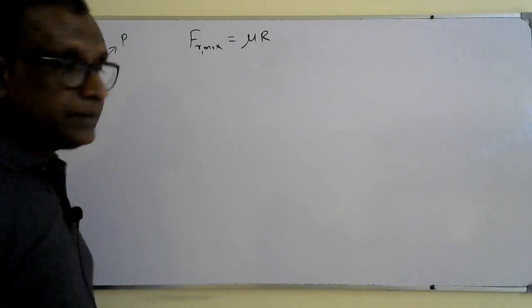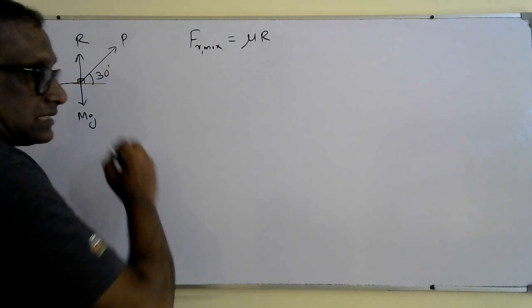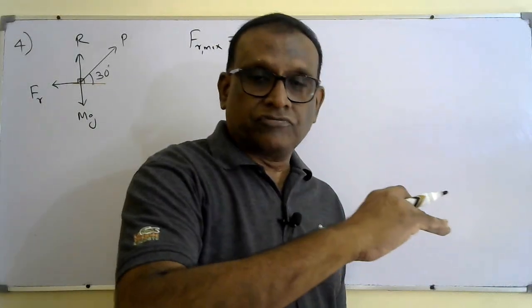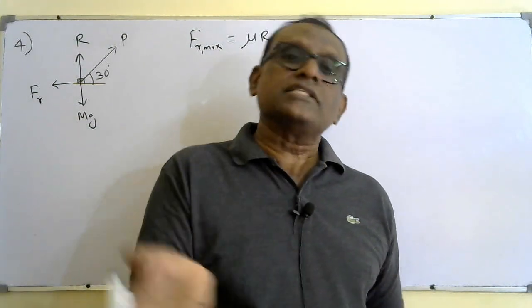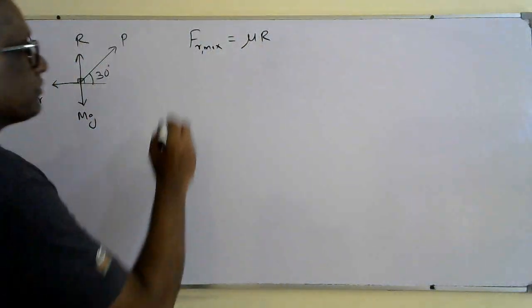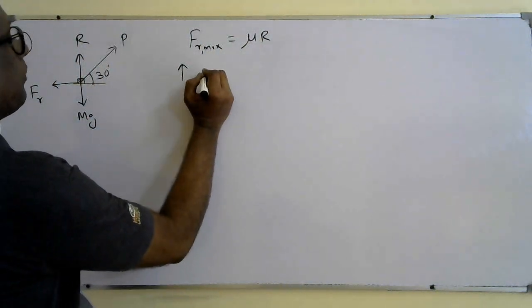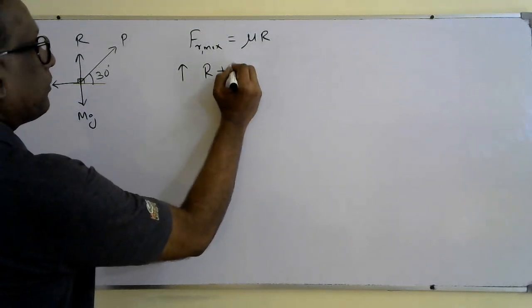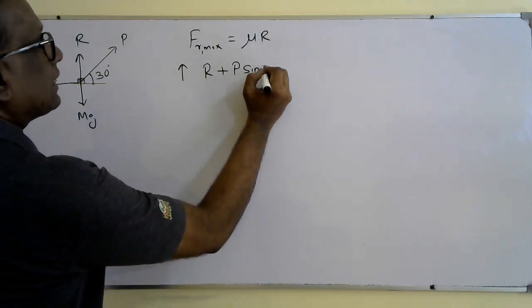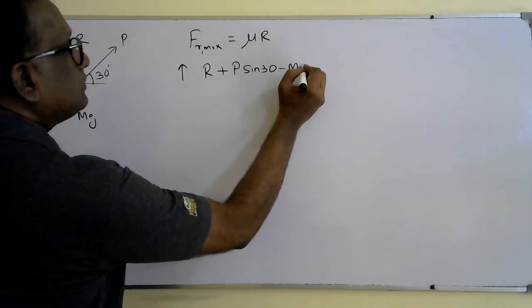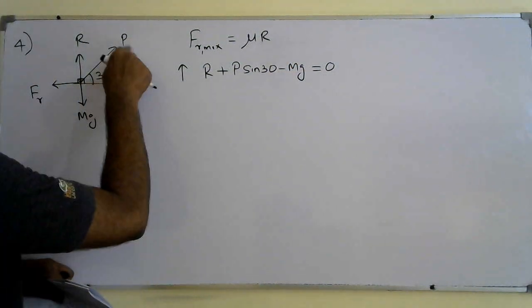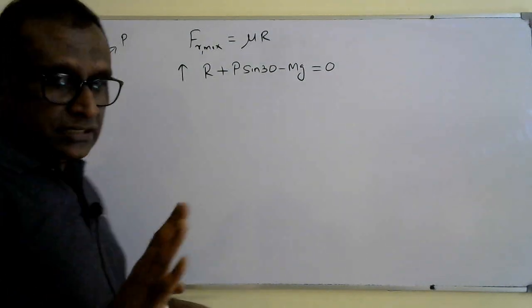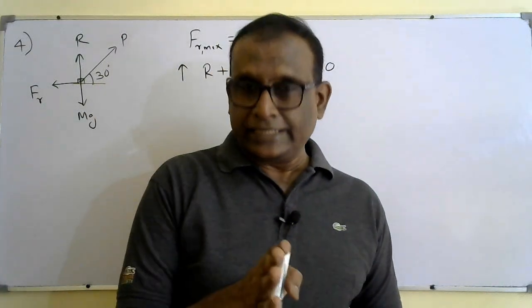R depends on P because the box is going to be slipped on the horizontal floor. The box is not going to accelerate up, so the resultant vertical force remains the same. If I consider the vertical direction, R plus P sine 30 minus mg equals 0, because when you change the P, the block is going to be at limiting equilibrium.